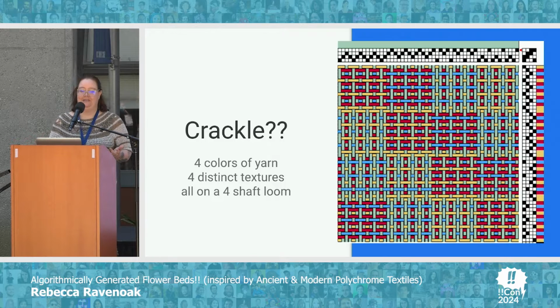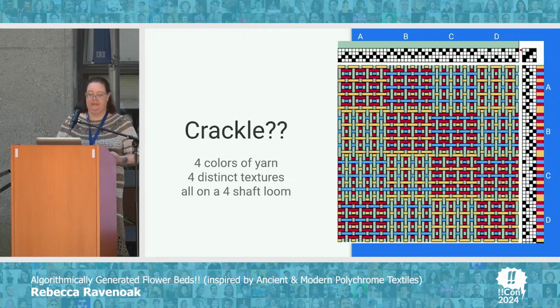So what makes Crackle special? Crackle produces 4 distinct textures where the threads are combined. Technically, it is a twill for people who know what twill is, but it doesn't really look like it because we use a lot of colors and we're obscuring the sort of underlying fabric structure. Crackle is what weavers call a block weave, and those are the large squares that you can see in the diagram. Those are the blocks.